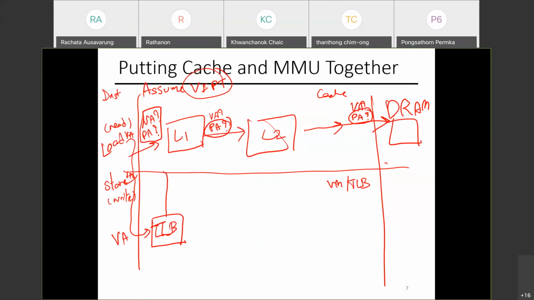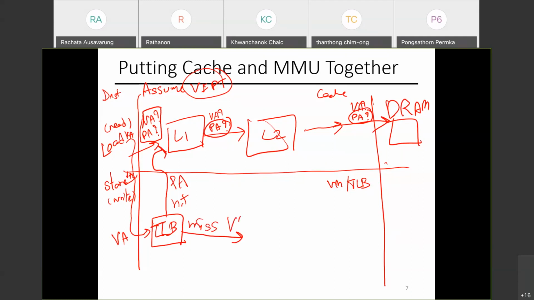If it's a hit, you get the physical address coming in as a second input into your L1. What if I miss in the TLB? If you miss in the TLB, you need to translate the virtual address into a physical address. So, miss.